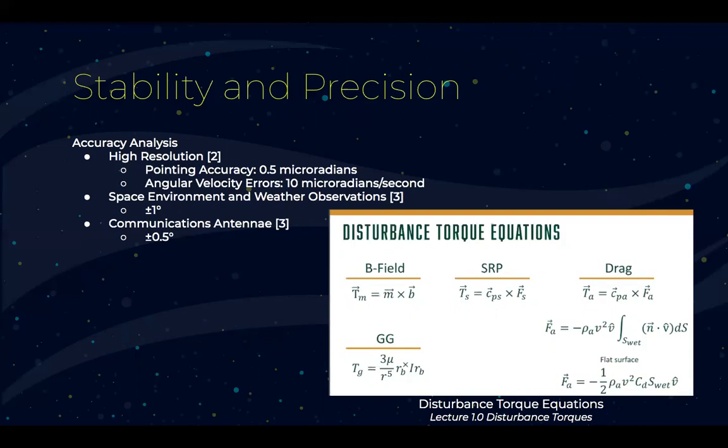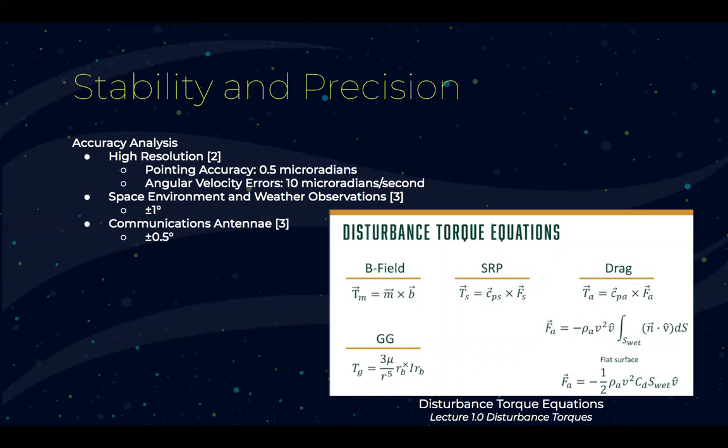The reason why stability and precision is a necessary topic is due to the disturbances that cause the spacecraft to rotate, usually in an undesirable direction. These rotations will decrease the accuracy of sensors, antennas, cameras, and most other data acquisition devices on board the spacecraft.